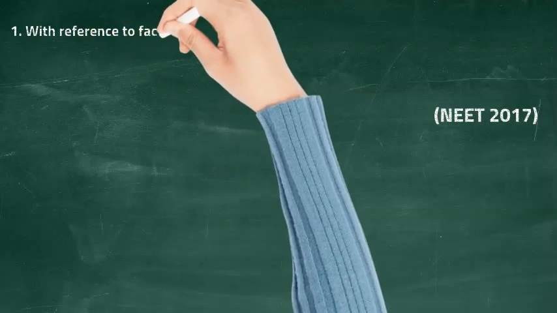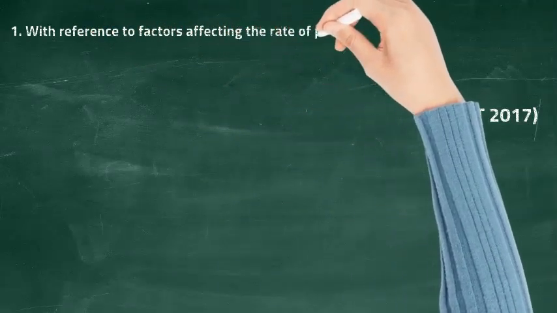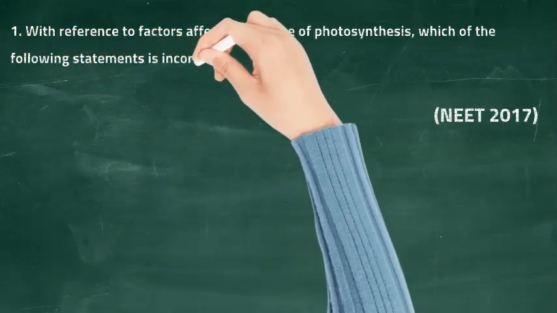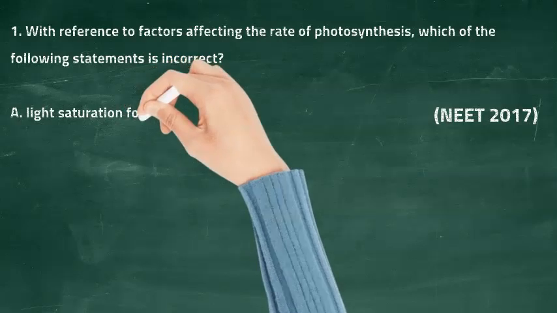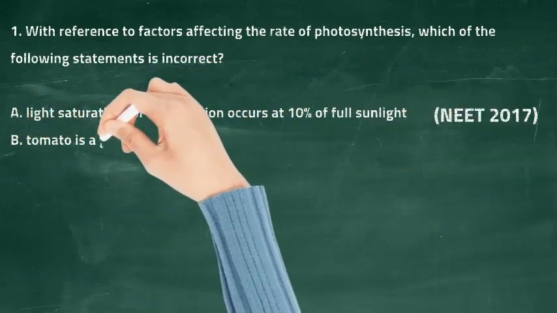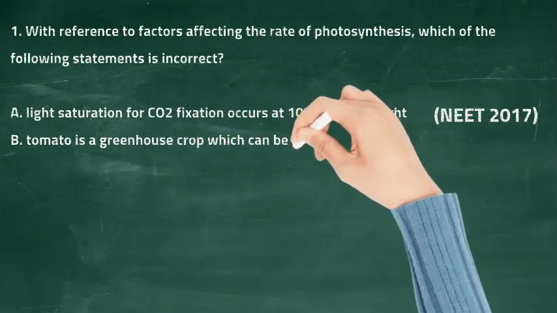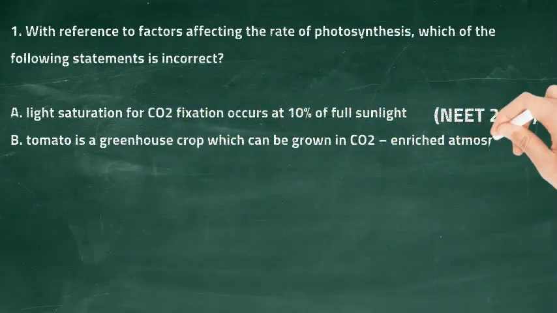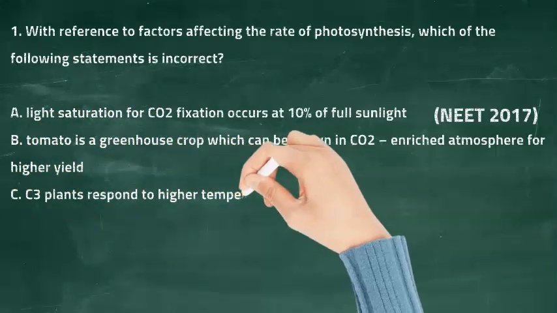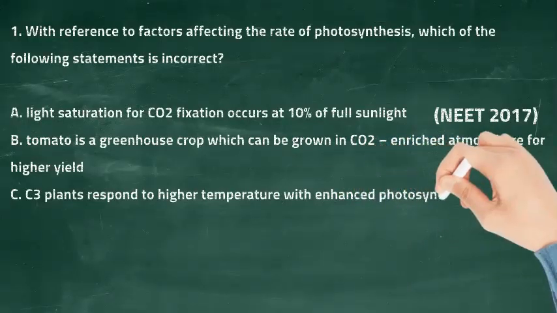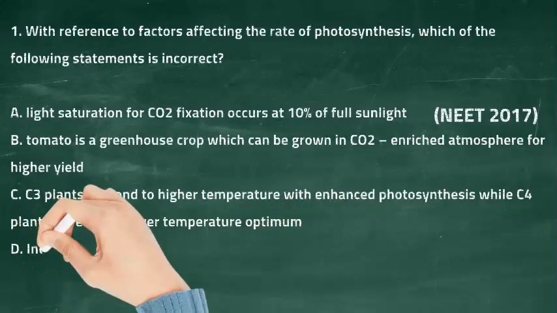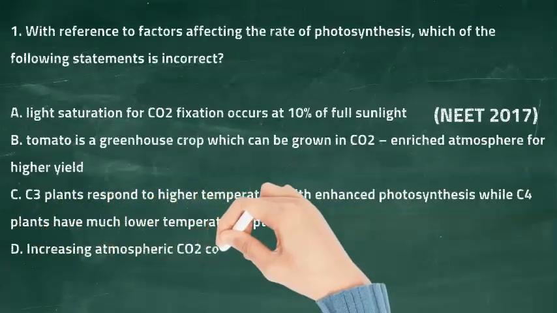Question first. With reference to factors affecting the rate of photosynthesis, which one of the following statements is incorrect? Option A: Light saturation of CO2 fixation at 10% of full sunlight. Option B: Tomato is a greenhouse crop which can be grown in CO2 enriched atmosphere for higher yield. Option third: C3 plants respond to high temperature with enhanced photosynthesis while C4 plants have much lower temperature optimum. Option fourth: Increasing atmospheric CO2 concentration up to 0.05% can enhance CO2 fixation rate.